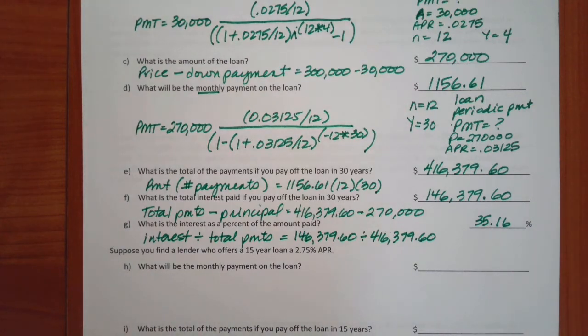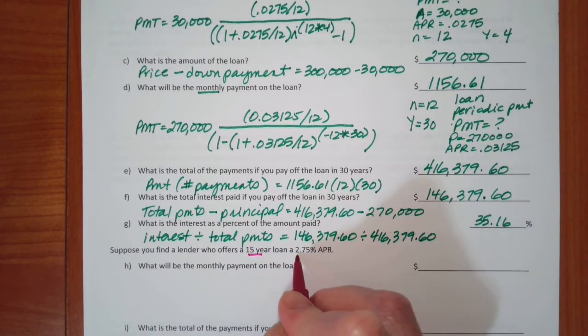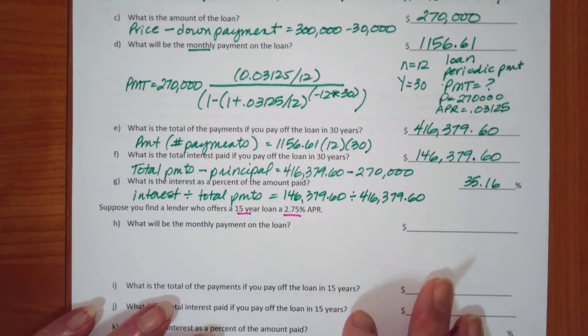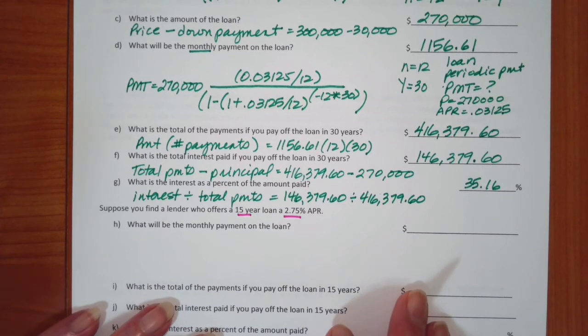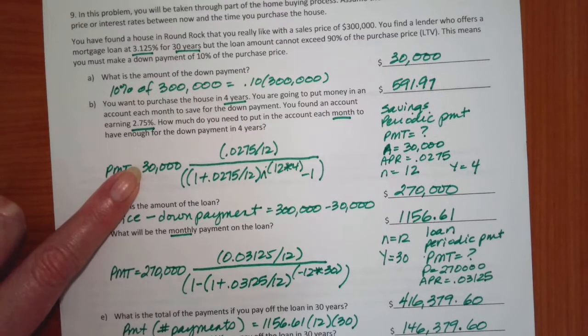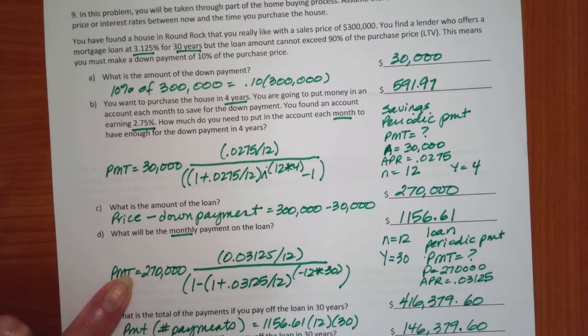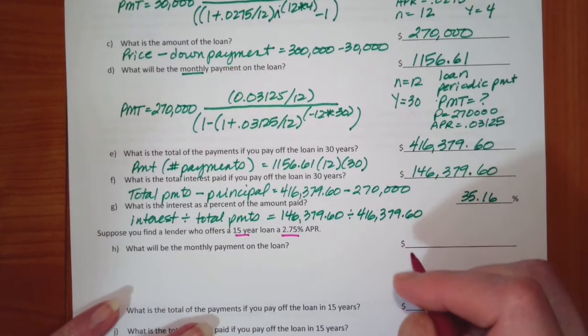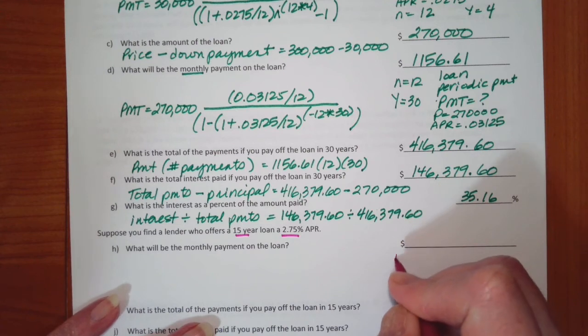Okay. All right. Well, you're still shopping for lenders, which is done all the time, not a big deal. But now you find another lender who offers a 15-year loan at 2.75%. What will be the monthly payment on the loan? Well, I'm going to use the same formula up here to find the monthly payment. Okay, so I know that I'm looking for the payment.